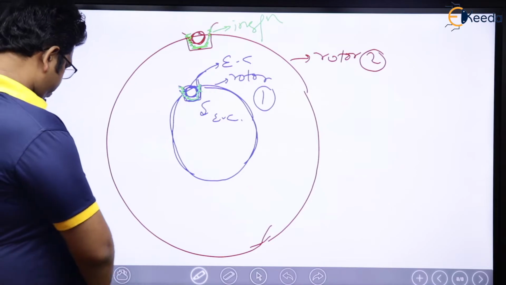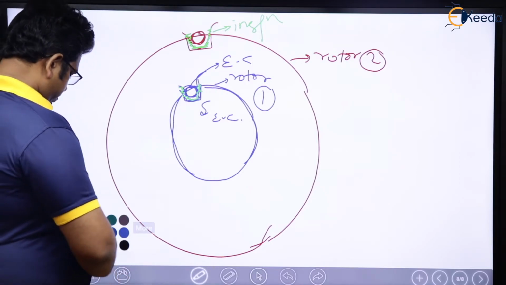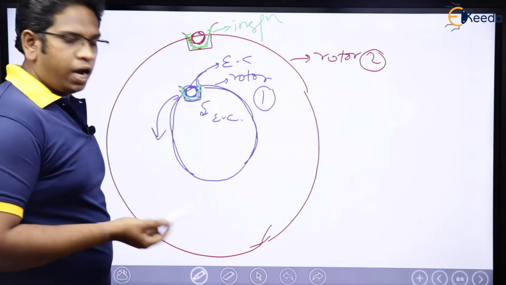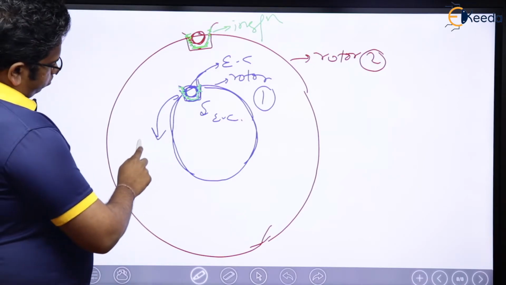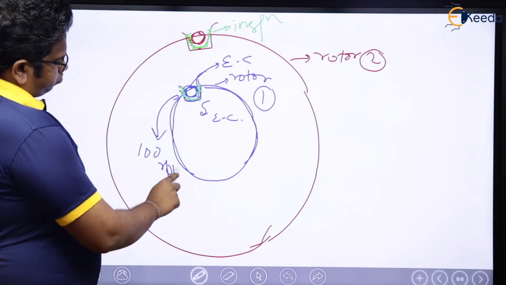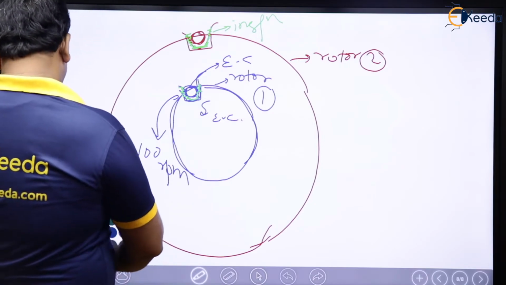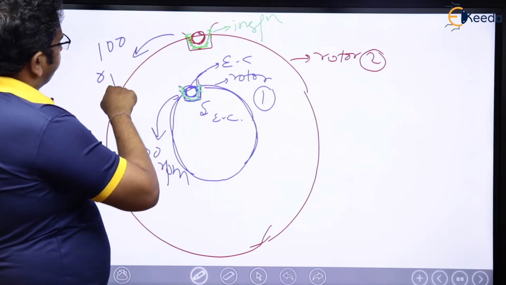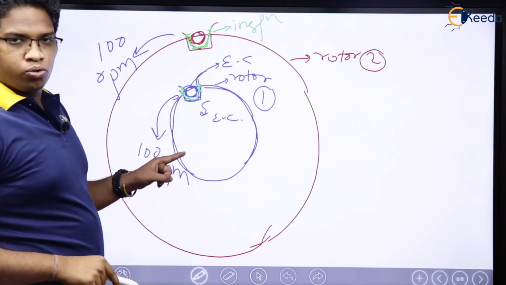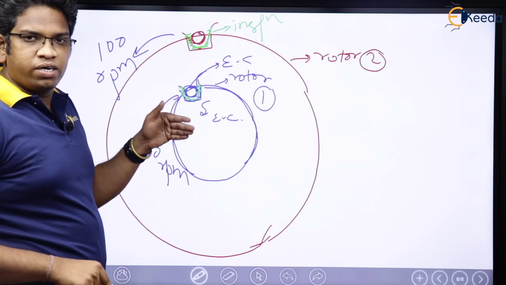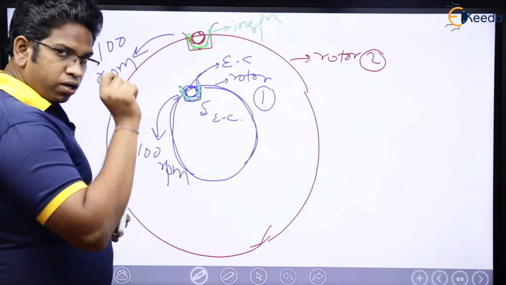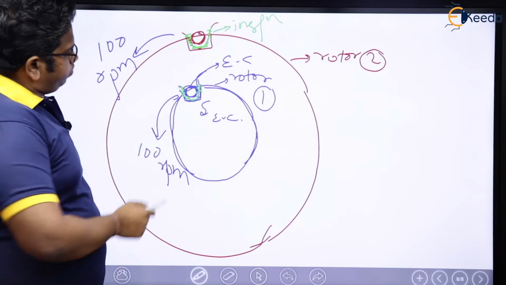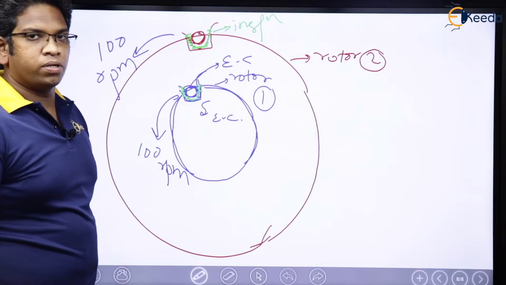Insulation. Now see here. Let me rotate this in this direction, for example, with, let us say, 100 RPM. And let me rotate this one also at 100 RPM. Means these are two rotors of different diameters, and I am going to rotate them with the same speed. So this is 100 RPM, this is also 100 RPM. Now what is going to happen?